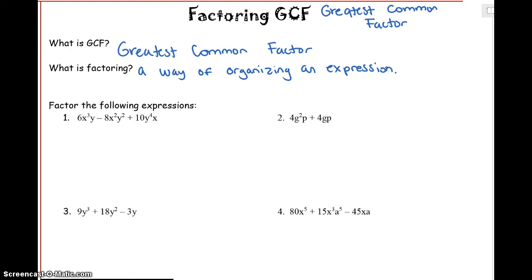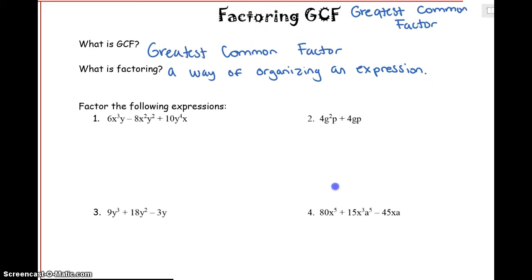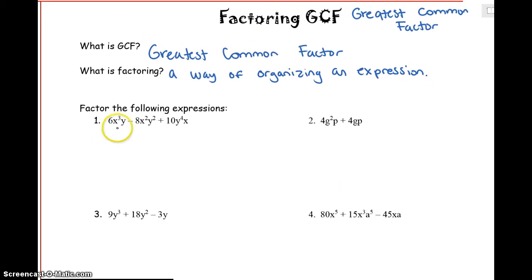All right, so let's go ahead and look at example number 1. The first couple, I'm going to expand these out so you can see what the factoring is going to do. In number 1, it says factor the following expressions. So I'm going to rewrite all of these in their simplest form. For example, 6 is 2 times 3. And x to the third means I have 3 x's and 1 y.